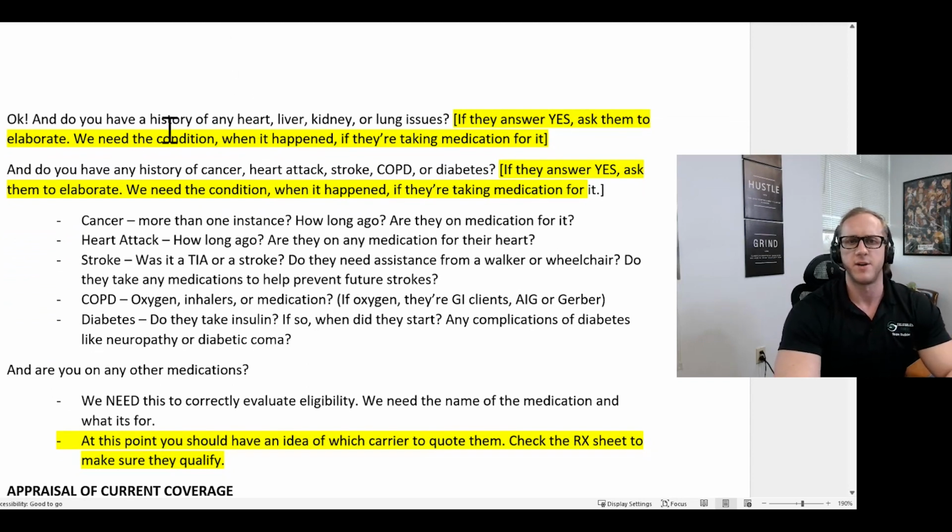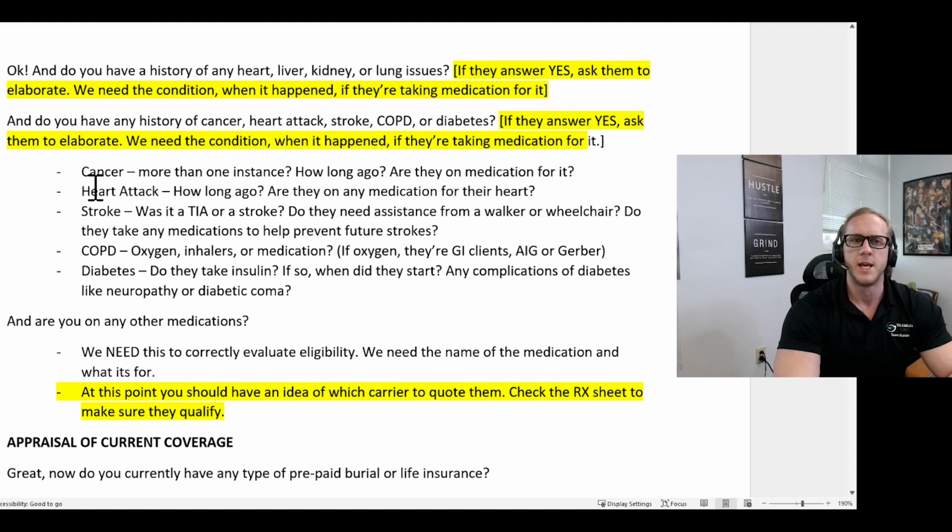Now we say, "Okay, and do you have a history of any heart, liver, kidney, or lung issues?" If they answer yes, ask them to elaborate. We need the condition, when it happened, and if they're taking medications for it. And next, "Do you have any history of cancer, heart attack, stroke, COPD, or diabetes?" If they say yes, ask them to elaborate. We need the condition, when it happened, and if they're taking meds for it. So these are some follow-up questions that you can ask if they had cancer, heart attack, stroke, COPD, or diabetes.